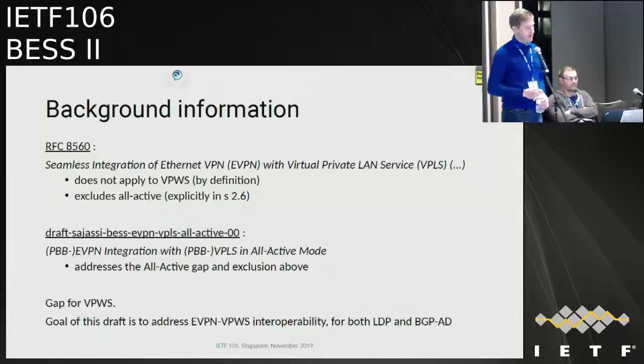So a second item of background, there is another draft. It's an ID addressing essentially the EVPN integration with VPLS in all-active mode. So that draft was written specifically to address the all-active gap that I listed in the second bullet of 8560. And so there remains essentially the first bullet, the gap for VPWS. And the goal of this draft is to address EVPN VPWS interop for both LDP and BGP AD.